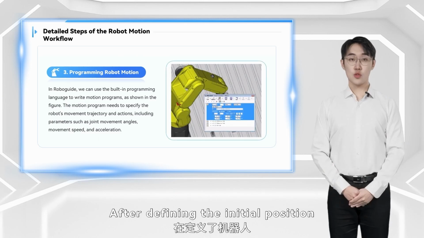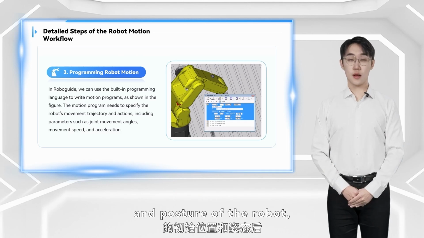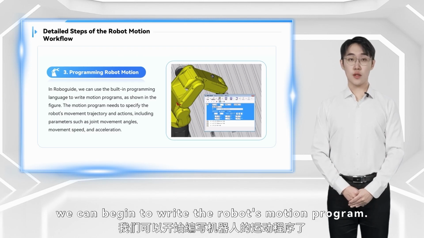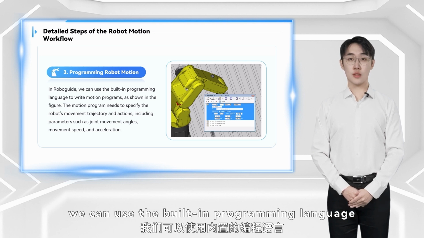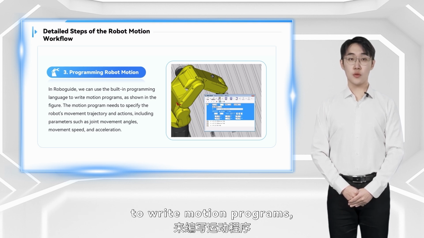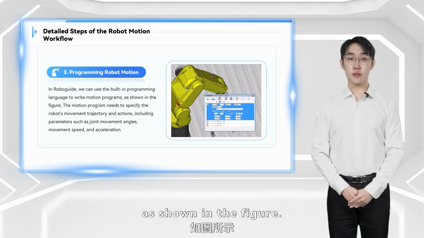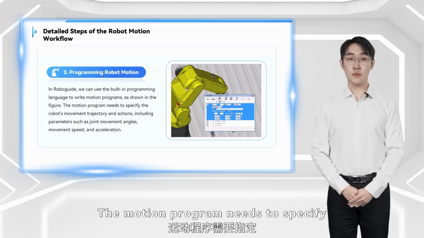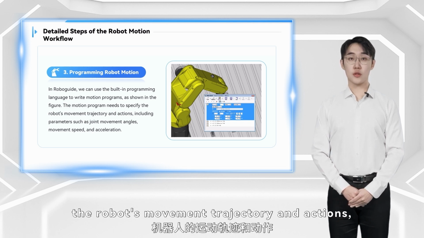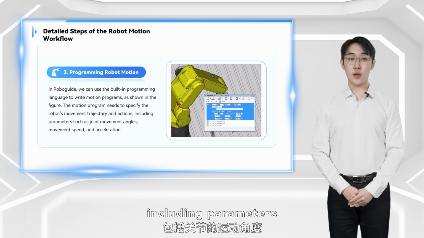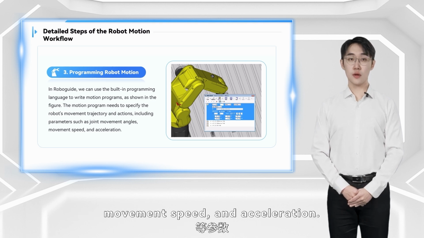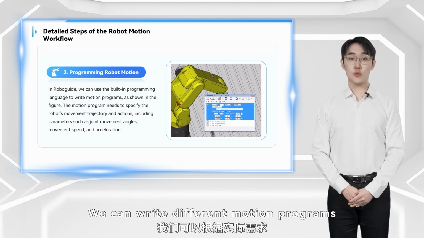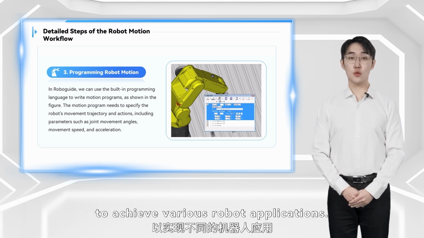After defining the initial position and posture of the robot, we can begin to write the robot's motion program. In RoboGuide, we can use the built-in programming language to write motion programs, as shown in the figure. The motion program needs to specify the robot's movement trajectory and actions, including parameters such as joint movement angles, movement speed, and acceleration. We can write different motion programs based on actual needs to achieve various robot applications.